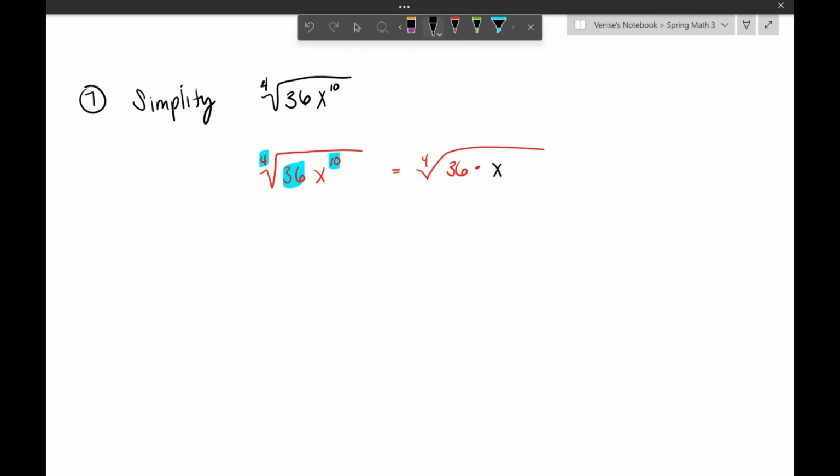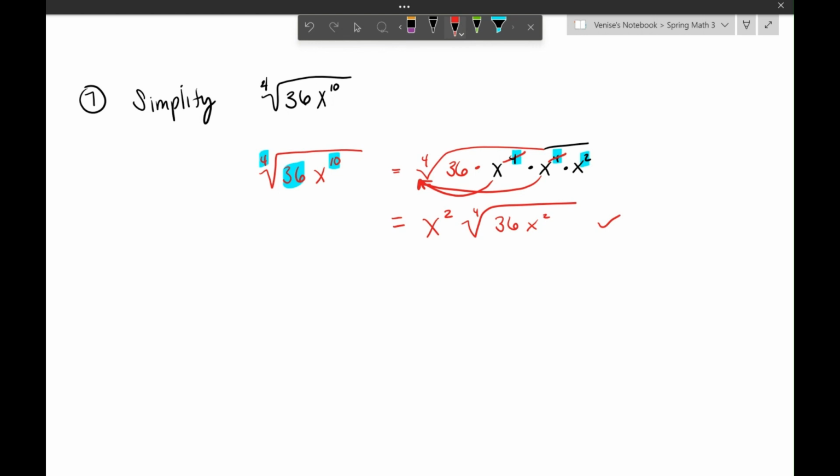So x to the 4 times x to the 4 times x squared. 4 plus 4 is 8, plus 2 is 10. So this cancels out, which means both of them go outside. So we get x squared times the 4th root of 36 x squared. So this is one answer.